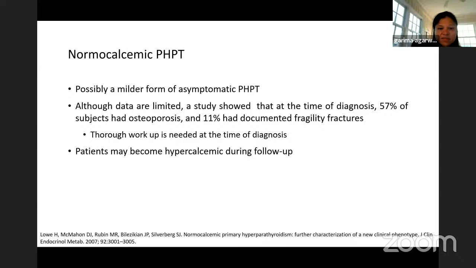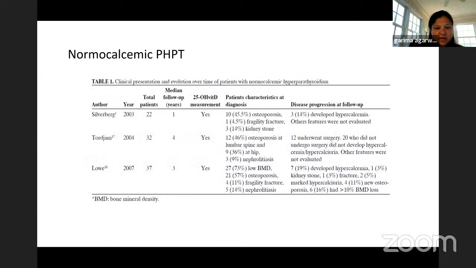Patients can become hypercalcemic during follow-up per the study. As far as the evolution of the disease process is concerned, again, you can see very, very limited data, not very good quality studies. One study has shown that at the median follow-up of 1 year, some of these patients develop hypercalcemia. One study has shown that patients who did not undergo surgery did not develop hypercalcemia, but they did not evaluate other features.